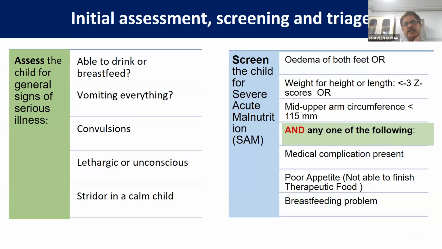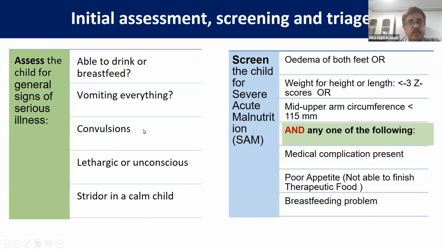So whenever there is a CLHIV child coming to our place, one has to first look for certain general danger signs. And these general danger signs are as per IMNCI recommendation. So if the child is not able to drink or breastfeed, this definitely indicates there is a serious underlying problem. And you will have to manage, you will have to hospitalize.